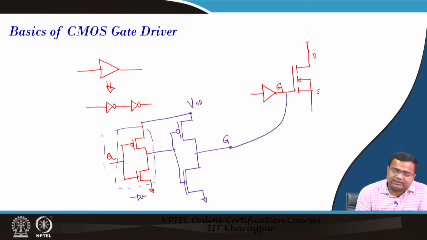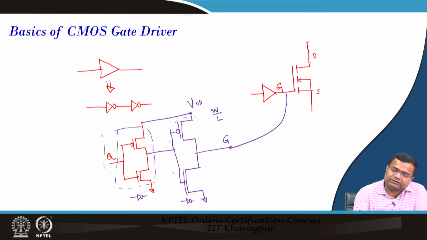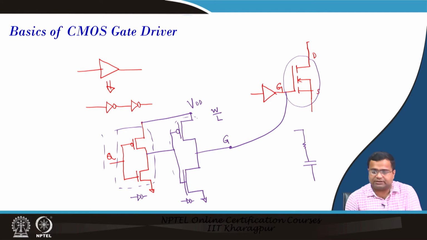So, what does it do? This is also an inverter, but the size, that means the W by L ratio, is much higher. Why? Because the MOSFET requires a certain amount of gate charge to turn on, so we need to charge fast. If you take the MOSFET, there is a capacitor, and we need to charge the gate capacitor because the gate has a capacitance.